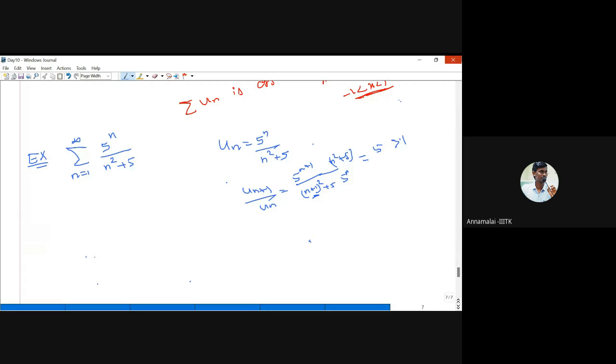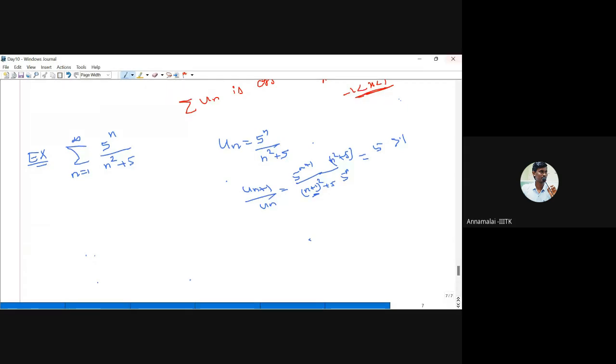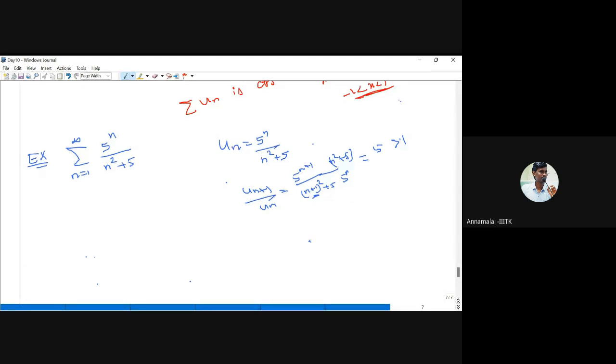Yeah, good. Similarly, just pick up some series, and then apply either the comparison test or the ratio test and check. First check, if possible, as n goes to infinity, whether the nth term converges to 0 or not. If not, you can directly say it diverges. If it converges to 0, you apply some test. First start with the ratio test: un plus 1 by un. If it is less than 1, it converges; greater than 1, it diverges. If it is equal to 1, then we go to the next test.